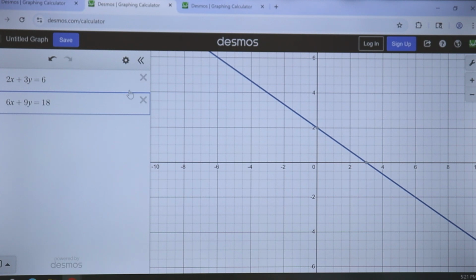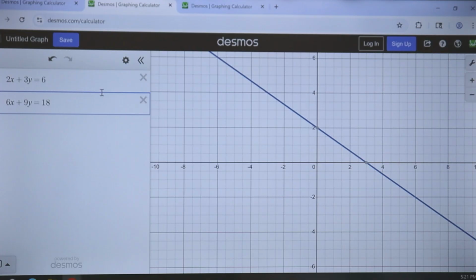So right here, there's only one line. The reason there's one line, I'm going to delete the 8 off of this so y'all can see it real quick, is because they are the exact same line. You can look at the equations on these and kind of tell, because our second equation is just the first equation multiplied by 3. So our first equation is 2x plus 3y equals 6, and our second equation is 6x plus 9y equals 18.